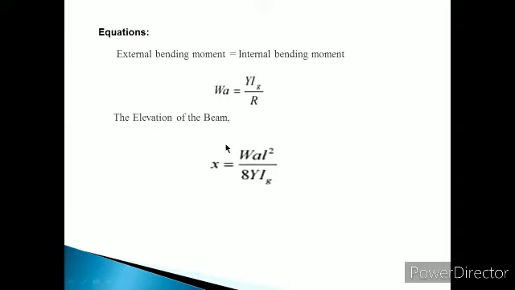These are some of the equations we are going to discuss and derive in this section. External bending moment is equal to internal bending moment, that is WA is equal to YIG by R. From this we are going to calculate the elevation of the beam: X is equal to WAL square divided by 8YIG.